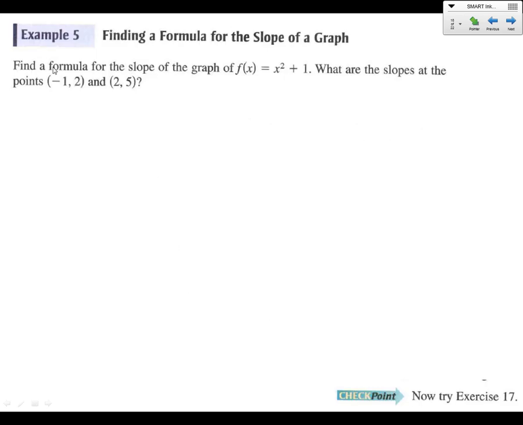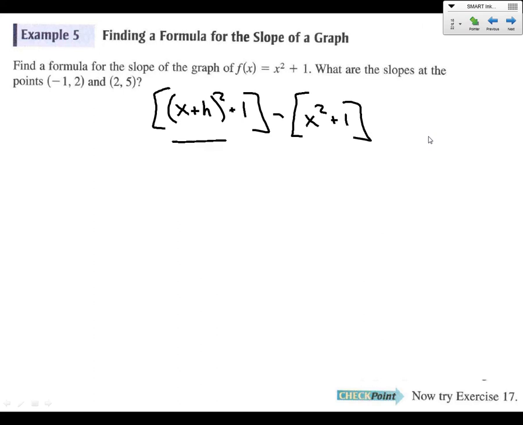All right, moving on, find a formula for the slope of the graph here, and then what are the slopes at the 2 points. So the reason we're going to find the general form first is that then we can just plug x values straight in. So let's find the general form first. x plus h squared plus 1, minus x squared plus 1, all over h. We get x squared plus 2xh plus h squared plus 1 minus x squared minus 1 all over h.